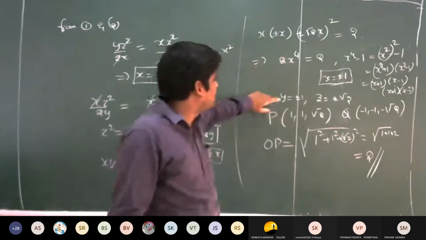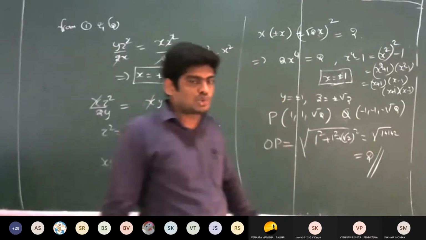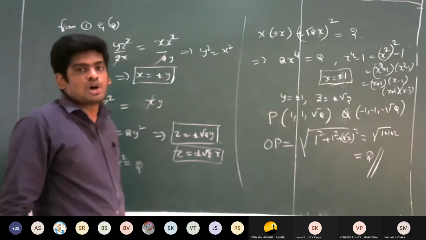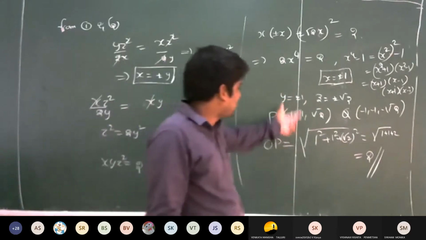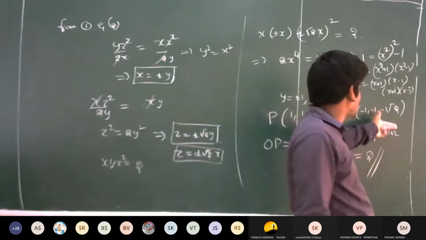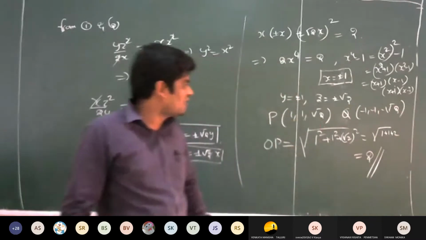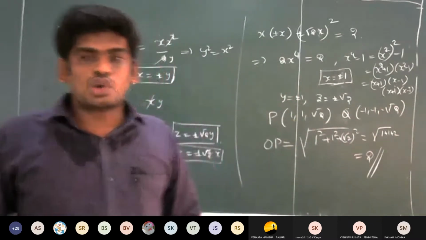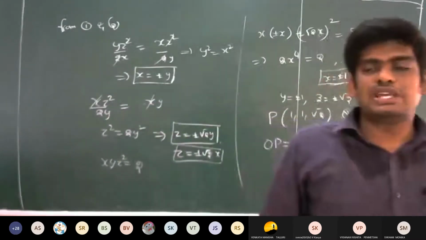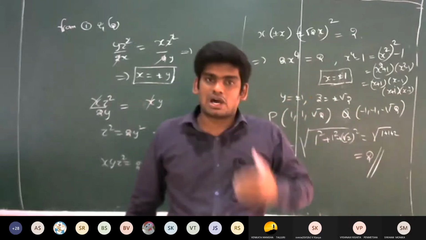So therefore here y is equal to plus or minus 1 and z is equal to plus or minus root 2. So why? Because x is equal to plus or minus y and z is equal to plus or minus root 2 y. So from that I am getting the points P as 1 comma 1 comma root 2 and Q as minus 1 comma minus 1 comma minus root 2. So therefore the distance is the square root of 1 square plus root 2 whole square, that is nothing but root 4, which is 2. So 2 is the shortest distance from the surface to the origin, right?